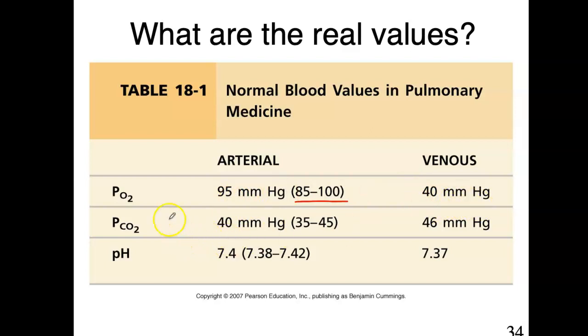And then when we're talking about CO2, we use the number 40. It's more like a range from 35 to 45. And in the venous, it does go up to about 46. And this is for pH that we didn't talk about. So those are the real values then in pulmonary medicine.